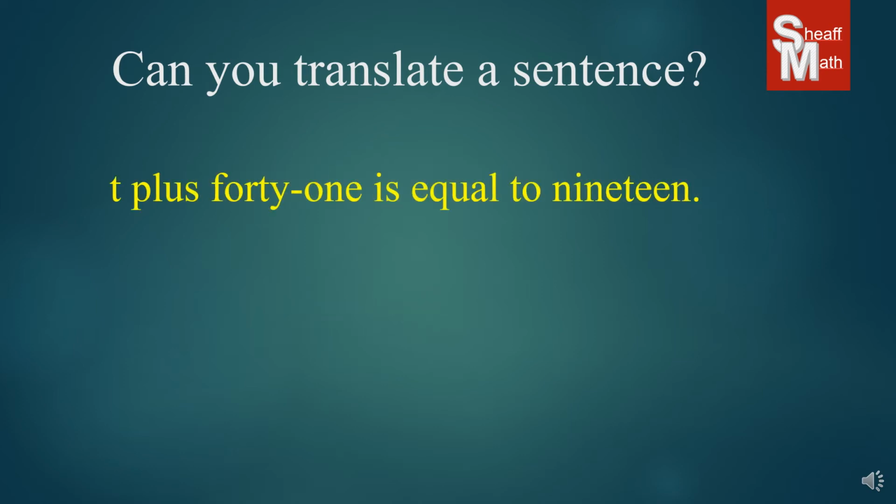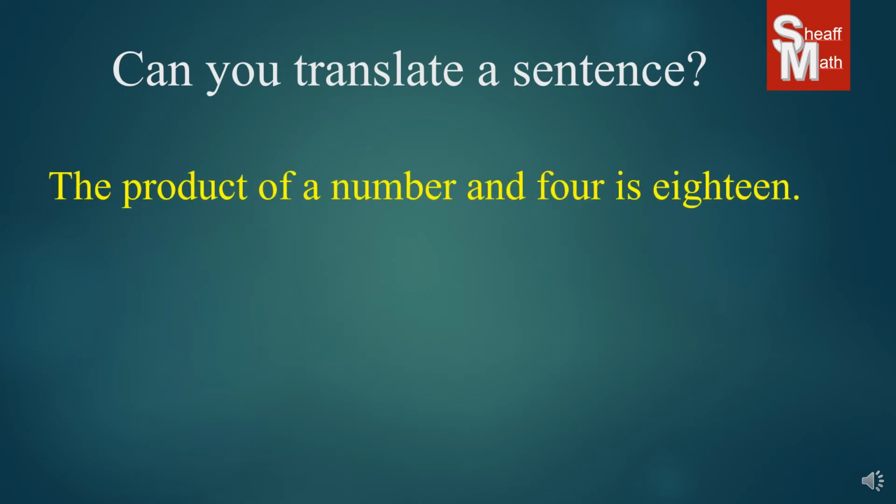All right, t plus 41 is equal to 19. So just like it sounds, t plus 41 is equal to 19. This one is kind of easy as far as it just sounds exactly the way you write it.